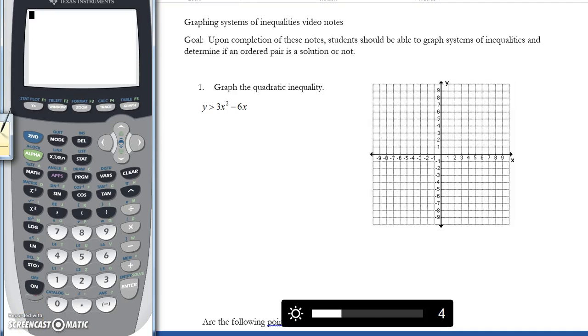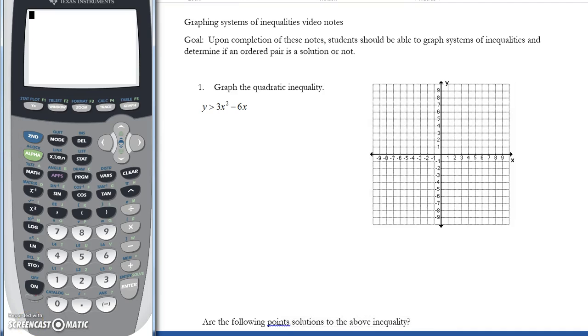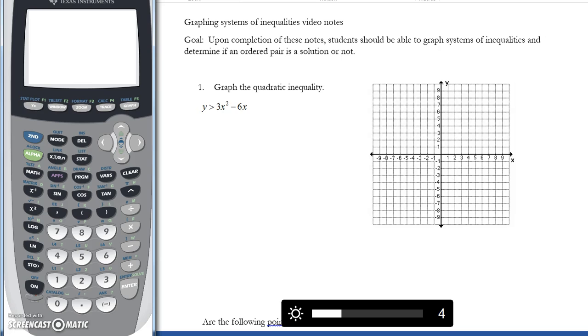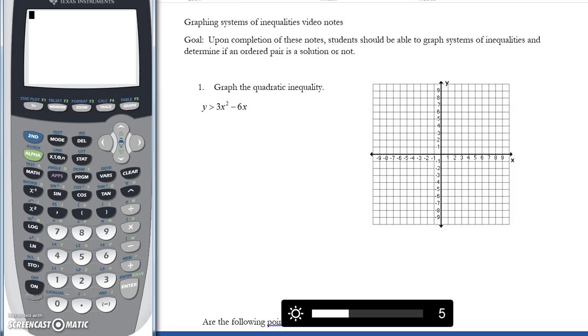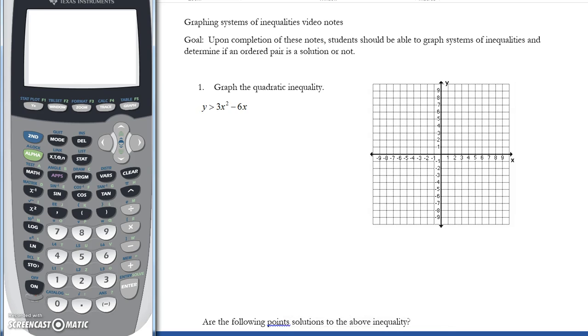All right, today's notes are about graphing systems of inequalities. Goal: upon completion of these notes, students should be able to graph systems of inequalities and determine if an ordered pair is a solution or not. So we're going to graph the quadratic inequality right here.